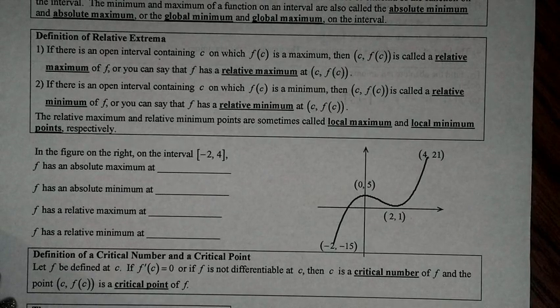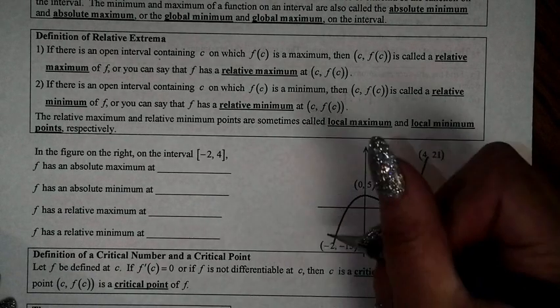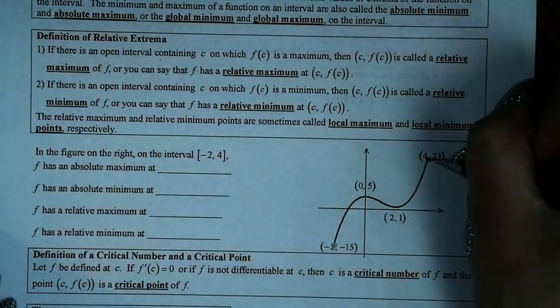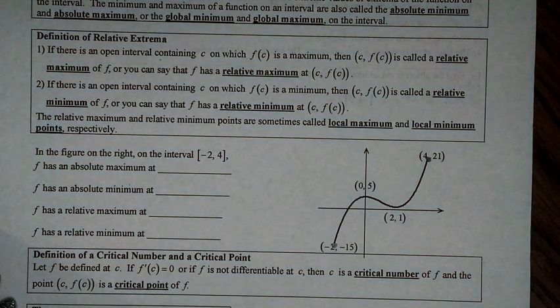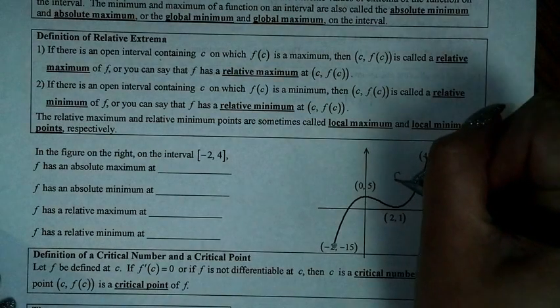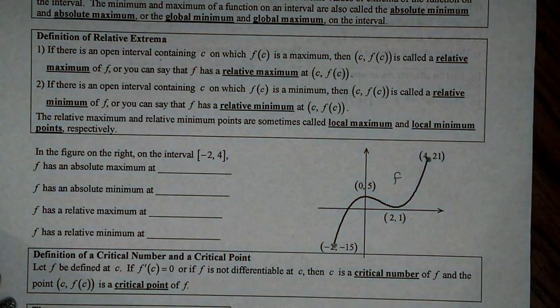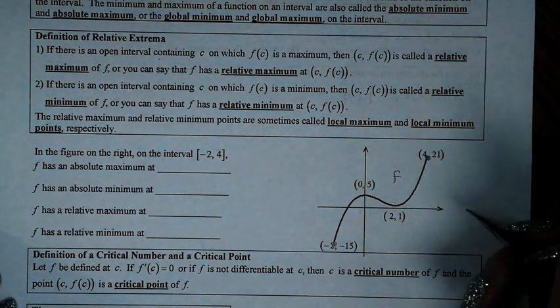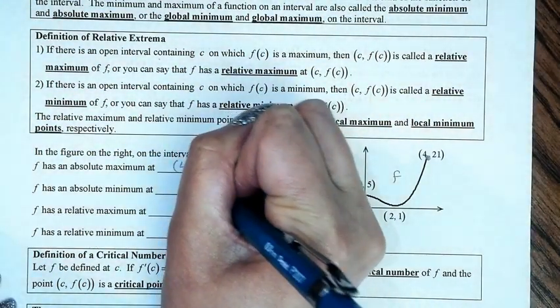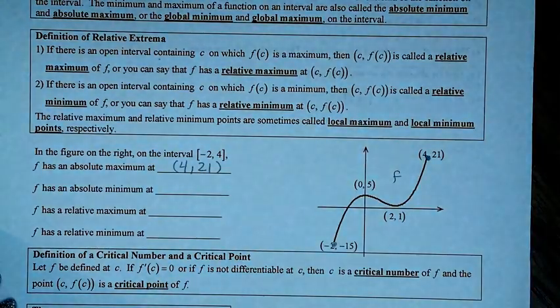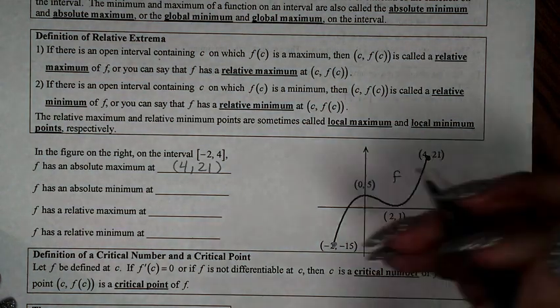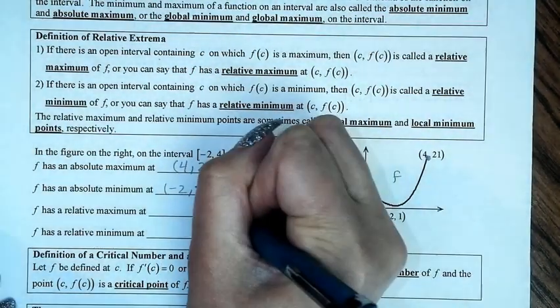So in the figure to the right, we have the interval from -2 to 4, including the endpoints. Let's shade the endpoints, okay? So you can see that this curve, let's call it f, has an absolute maximum where? Absolute means the highest point. So the highest point here is going to be (4, 21). Similarly, f has an absolute minimum, meaning the lowest point, at (-2, -15).